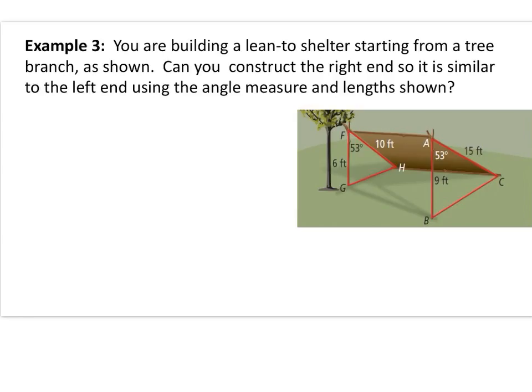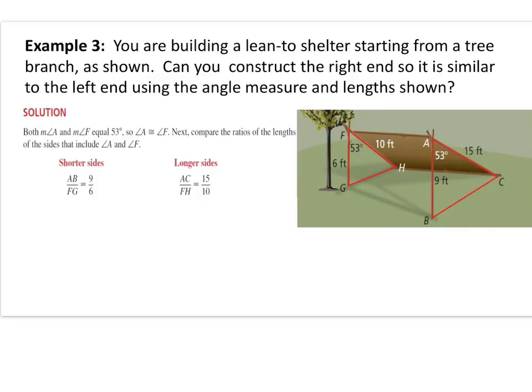All right, so let's take a look at this real world situation. Example 3, you are building a lean-to shelter starting from a tree branch as shown. Can you construct the right end so it is similar to the left end using the angle measure and lengths shown? All right, to start off thinking about our solution, we can see that the measure of angle A and the measure of angle F are both equal to 53 degrees. So that means angle A is congruent to angle F. So I've marked my picture according to that information.